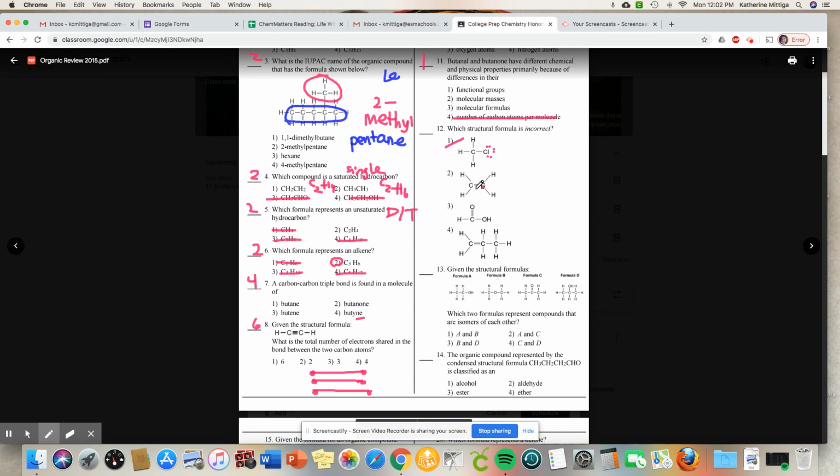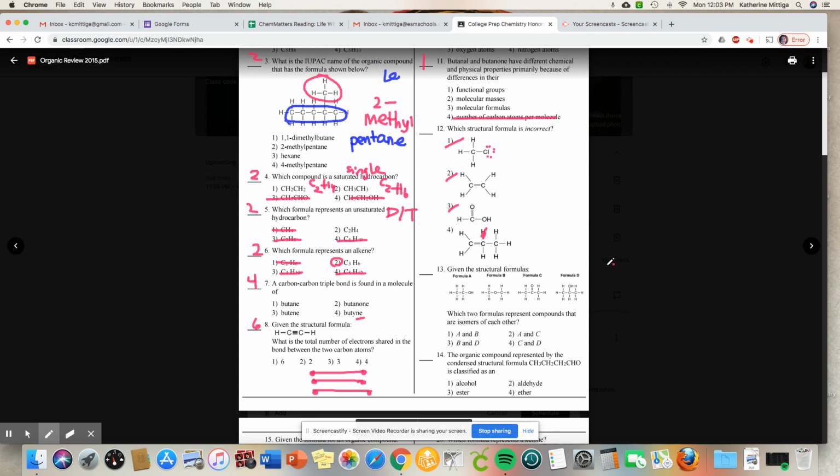1, 2, 3, 4 for the left carbon. 1, 2, that's okay. 1, 2, 3, 4, that's okay. Here it is. This carbon right here has 1, 2, 3, 4, 5 bonds, and carbon cannot form 5 bonds. That's wrong. If you wanted to make that correct, all you'd have to do is get rid of one of the H's. I could get rid of that one or the bottom one. Doesn't matter. Just get rid of only one.